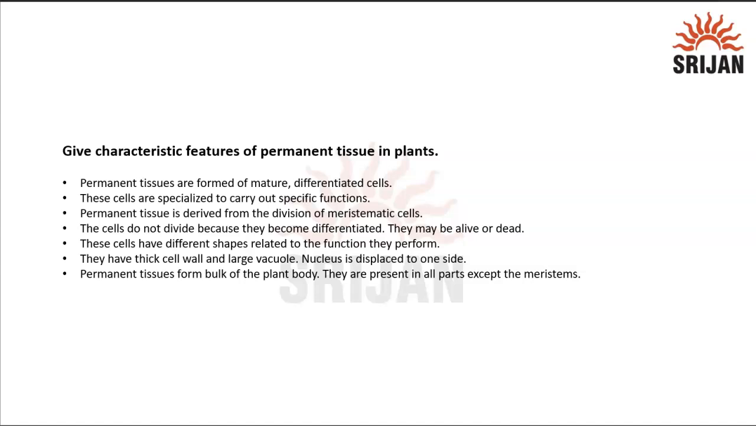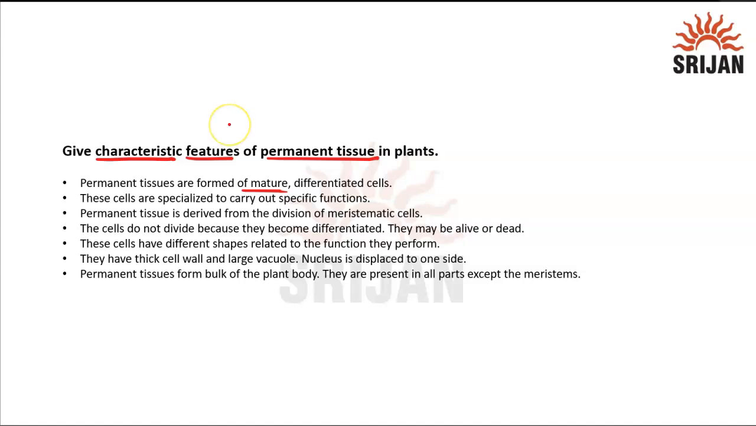Hello students. So today the question that we have with us is: give characteristic features of permanent tissues in plants. So we need to talk about the permanent types of tissues in plants and what is their characteristic feature to identify them. So plants have two types of tissues, meristematic and permanent. So when you talk about permanent tissues, these are formed of mature differentiated cells.